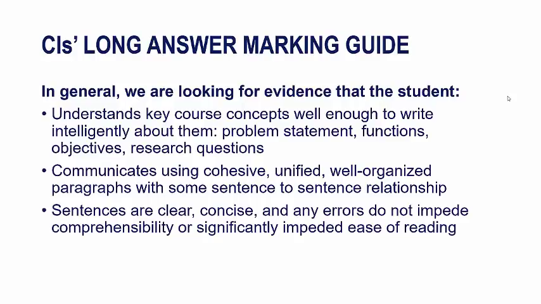The CIs have a marking guide, and in these videos, I'm going to show you portions of it. In general, what we're looking for is evidence that the student understands the course concepts well enough to write about them intelligently in a problem statement and in sections on functions, objectives, and constraints, and can use that information to determine what they don't know and develop research questions. We're looking at your communication ability. Can you write coherently with very little error?